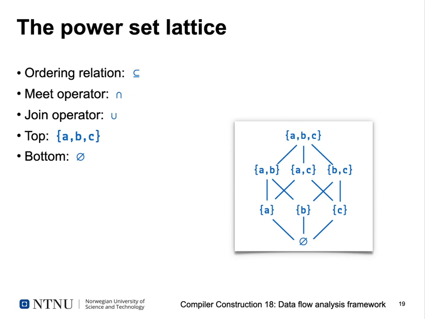So our top element is the element including all of the elements of our sets here. Our bottom element is just the empty set, always described using this circle with a slash through it. And then we can actually have this inclusion relation. So we know that the set AB is a subset of ABC. We know that AC is a subset of ABC, and in turn BC is also a subset of ABC.